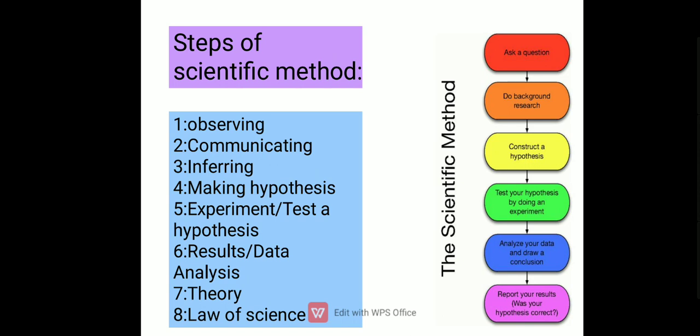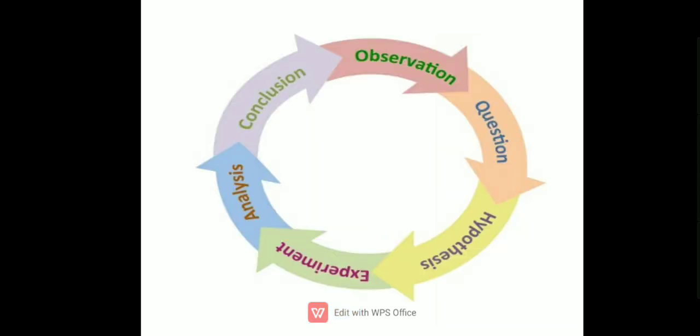Clear? Now for the detailed talk on these steps, first come on the next slide. It's an ongoing process, meaning they are interlinked. If you have done one step wrong, then the whole process will be gone, right? So you have to carefully see which step you are doing and what the requirements of these steps are. They are interlinked, so you have to be very careful while performing a scientific experiment or a scientific method.